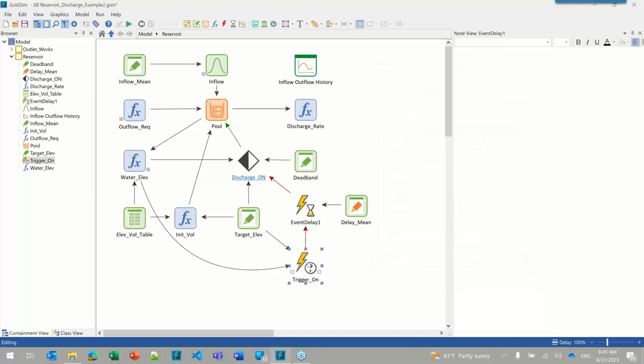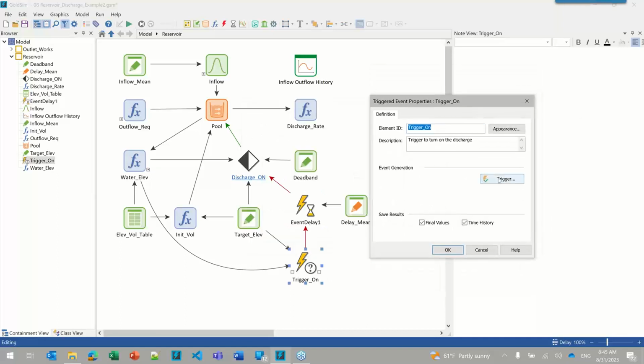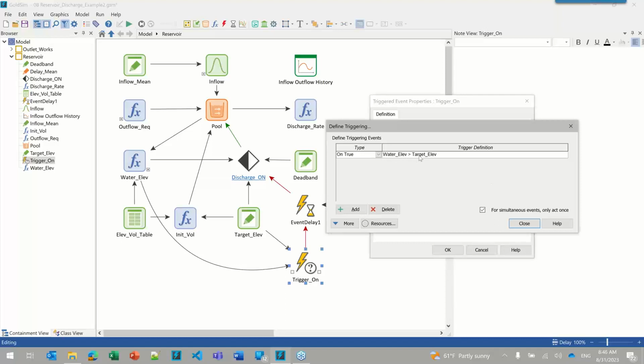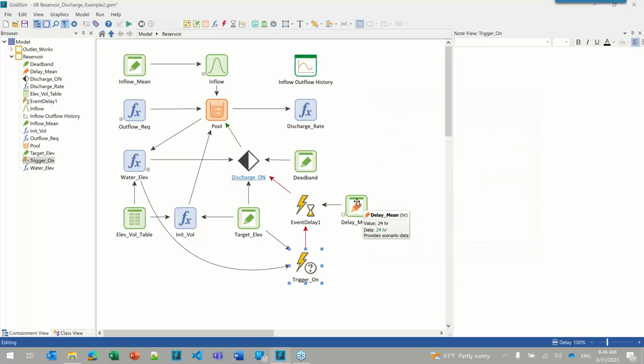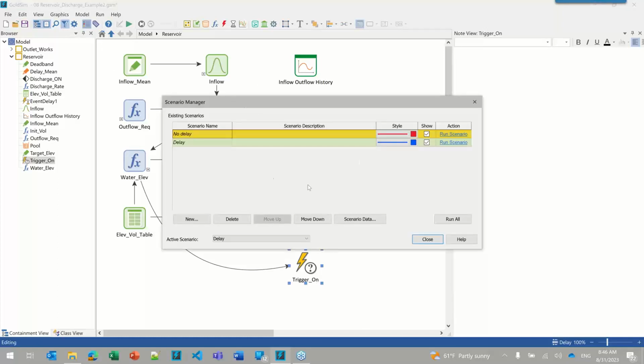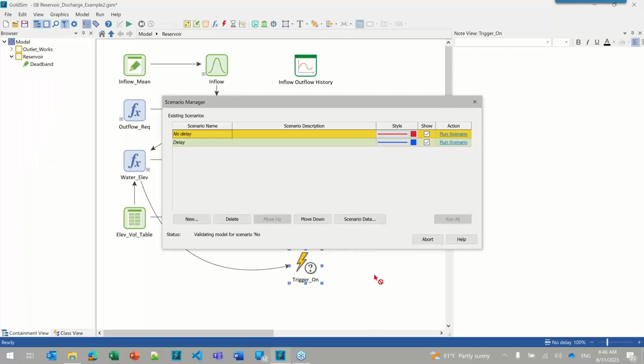And that on delay is the same function we were using before, water level greater than target. Same thing we were doing before. So when the water level is greater than the target, then what I want to do is I want to delay that by this delay time. You can see here that I'm using a scenario data element because I wanted to compare with and without the delay just to see if it is even worth looking at. So I have 2 scenarios, with and without delay, and then I run both of those.